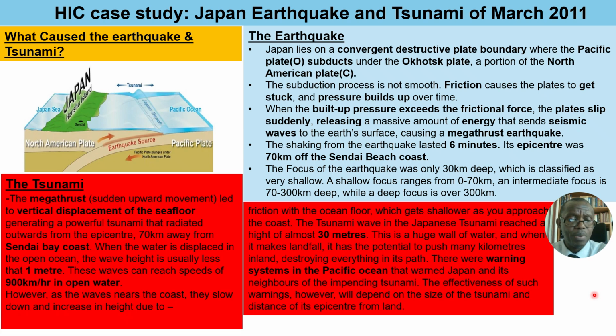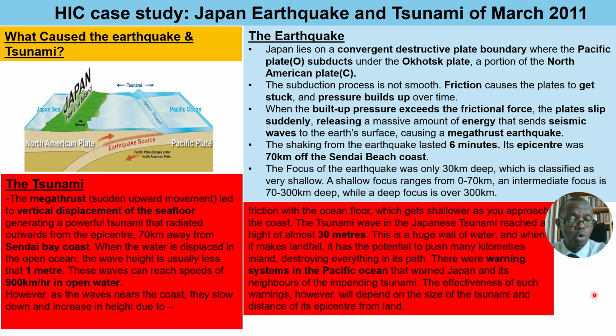Now, when water is displaced in the open ocean, the wave height is usually less than 1 meter, because the water is really deep out in the open ocean. Therefore, when the ocean floor is disturbed, or when there is that megathrust below it and it's displaced, the movement is not likely to create such a big wave. However, as the wave travels, it gains speed and energy, and then as it comes towards the land, it begins to become a lot higher.